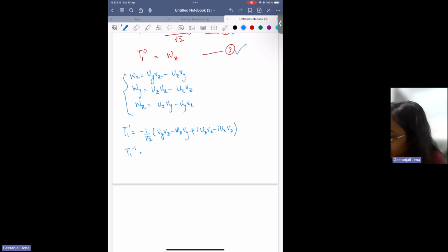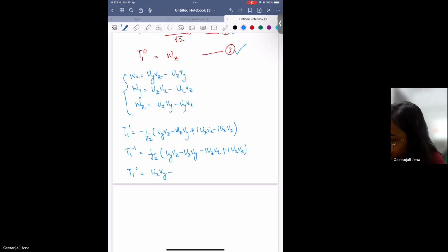Similarly, t1 minus 1 would be 1 by root 2 uy vz minus uz vy minus I uz vx plus I ux vz. The third term would be t10, which is equal to wz. So it would be ux vy minus uy vx. So this is the final answer to the question.